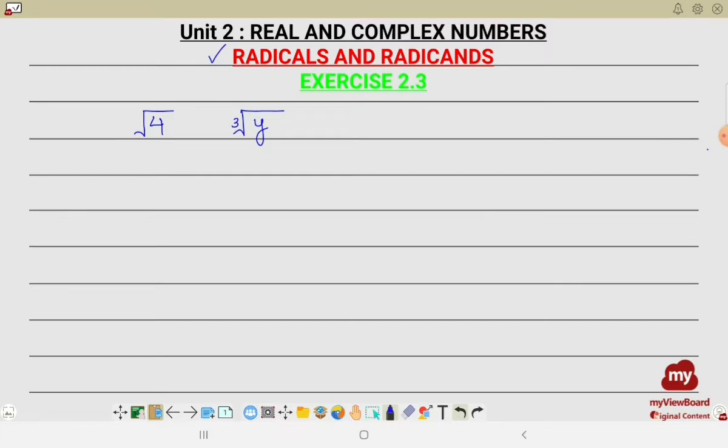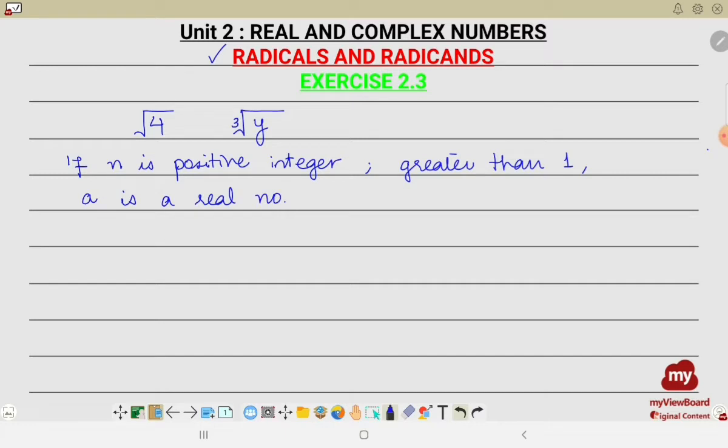Now if I write a general radical expression, then n is a positive integer, and it should be greater than 1. And what about a? A is a real number, a can be any real number. Then we write the radical expression as the nth root of a. And if we make it an equation, then it is going to be x is equal to the nth root of a.